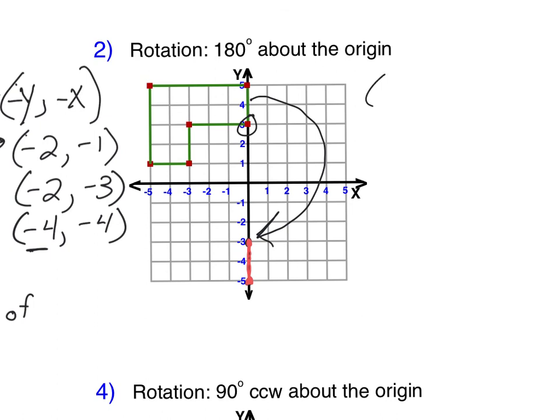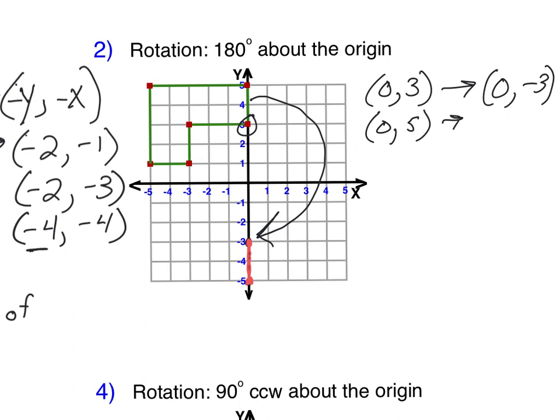I'm going to switch it back and take a look at what the coordinates were. The first point that I started at was at (0, 3), and it turned into (0, -3). The second point was at (0, 5), and it turned into (0, -5).